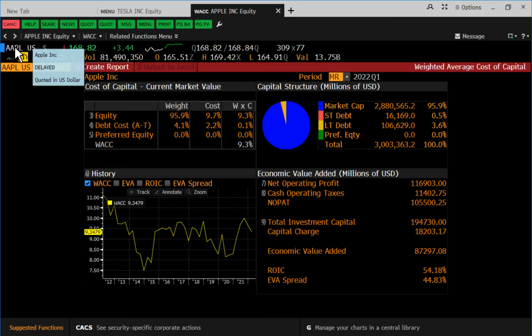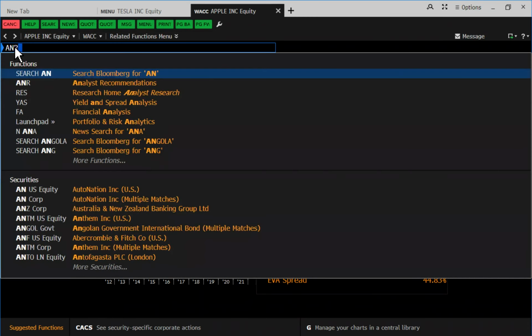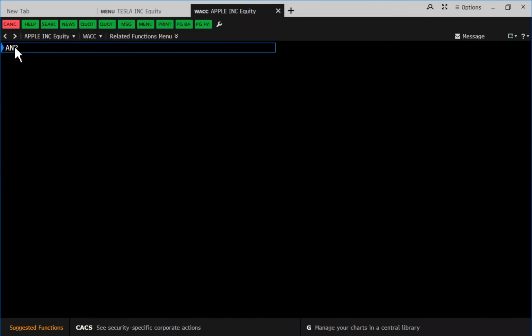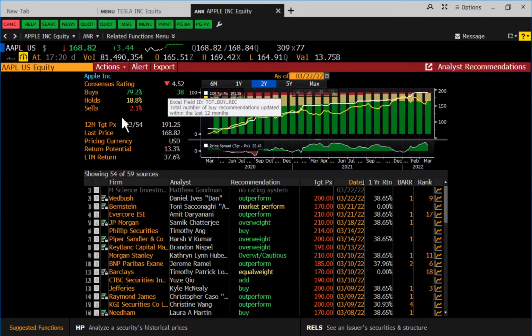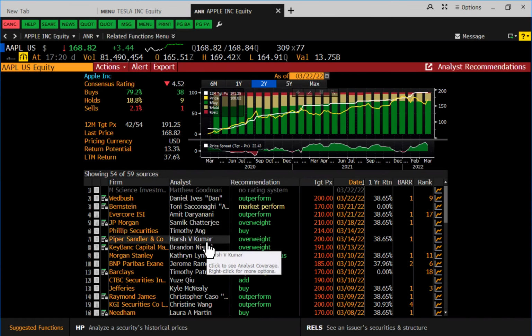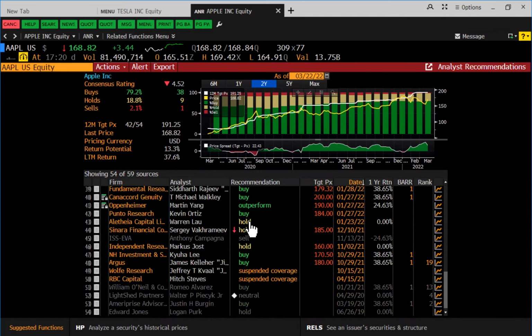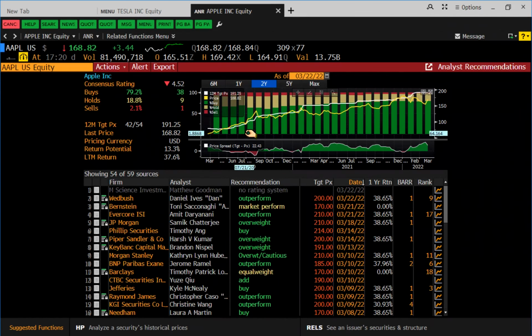And then another data is called ANR. That's Analyst Recommendation. This is very informative. It summarizes all of those recommendations from analysts. There are so many analysts following Apple, given Apple's market size. You're going to see blue means buy, yellow means hold, and red means sell. So overall, the market is still very bullish about Apple.